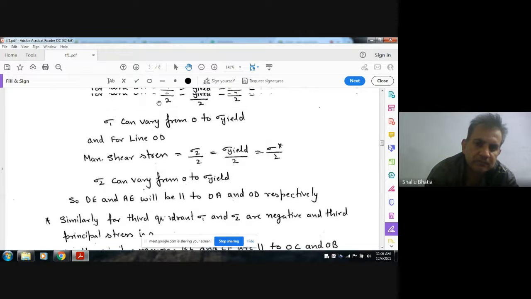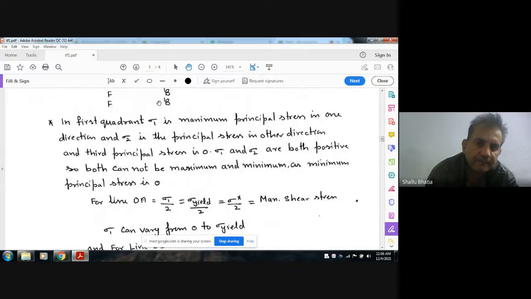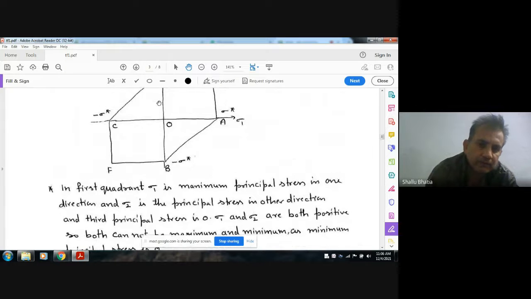The same graph will appear in the third quadrant also, because here both are positive, and there both are negative. So they cannot be maximum and minimum principal stress, like in the first quadrant.